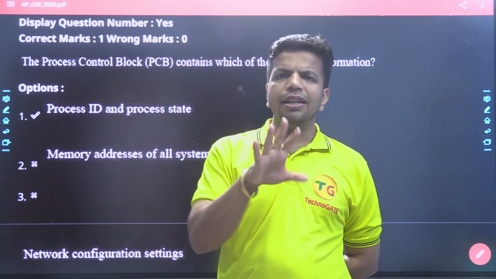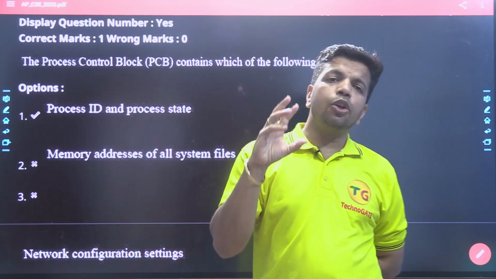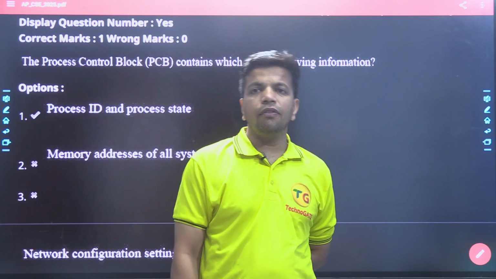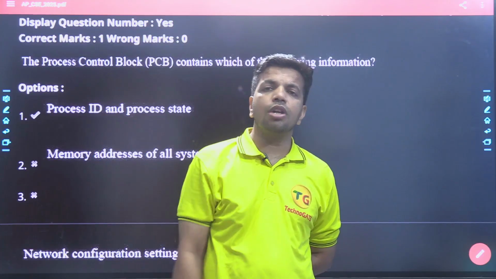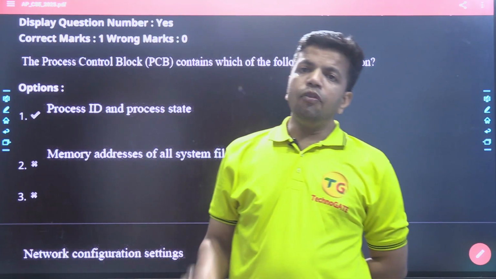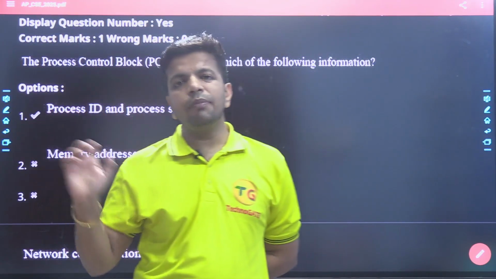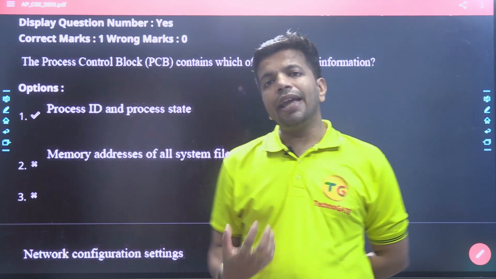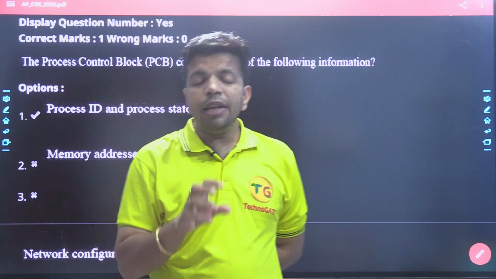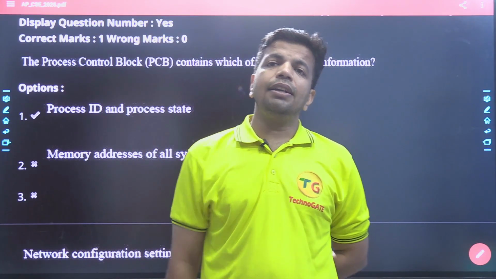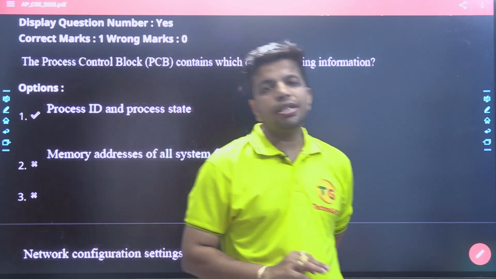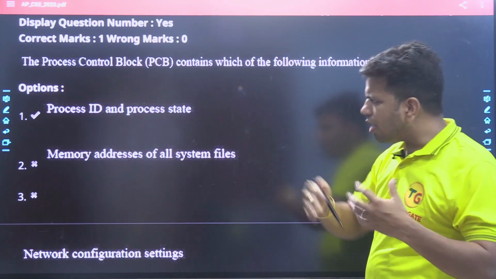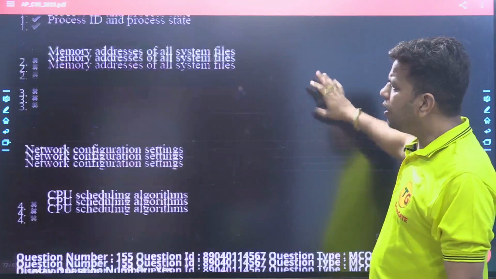and there are certain states of a process. When you create a process, it is in the new state. When the process is ready for execution, it is in the ready state. When the process is executing, it is in the running state. If the process is successfully completed, it goes to the terminate state. If the process waits for some IO device, it goes to the IO wait state. Currently, which state is the process in? That is written in the PCB, process control block. So the PCB contains the process ID, process state, and lots of other things. You can go with the first option.